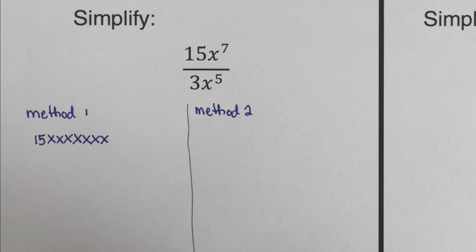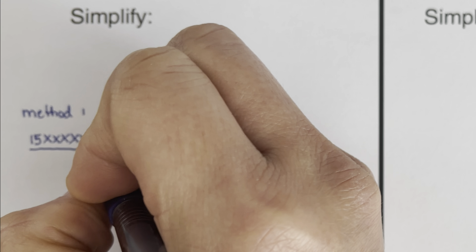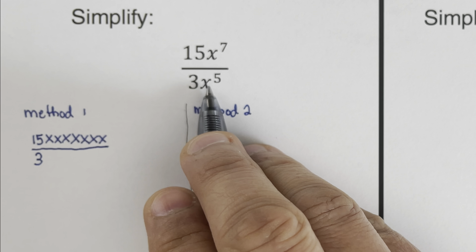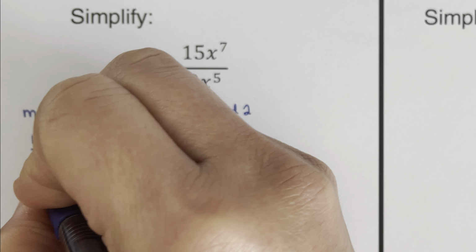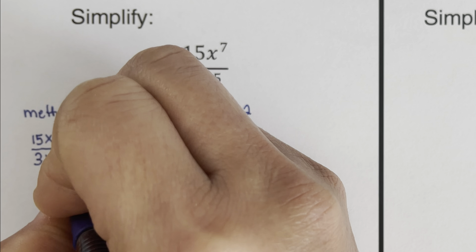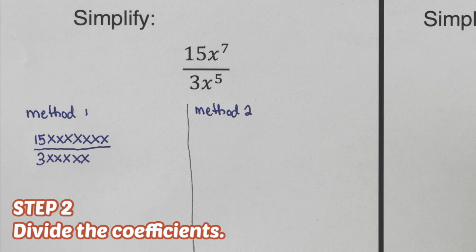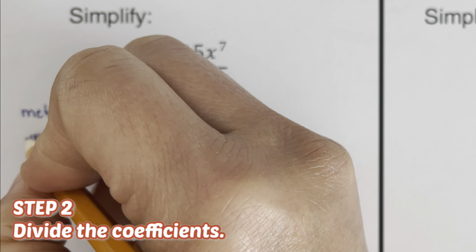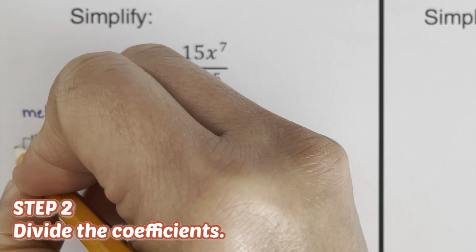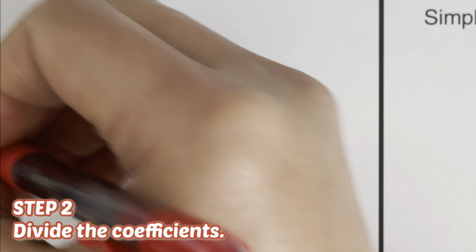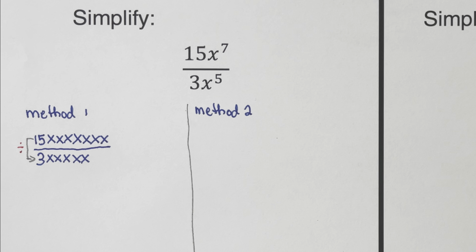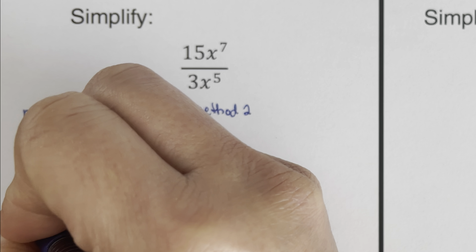And then I am going to have the denominator as 3, and then this represents 5 x's. So 1, 2, 3, 4, 5. Now the second step is to divide the coefficient. So I'm going to divide these two together. 15 divided by 3 is 5. So I can go ahead and write 5.